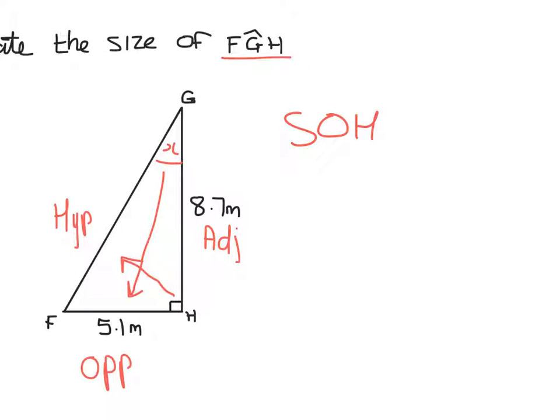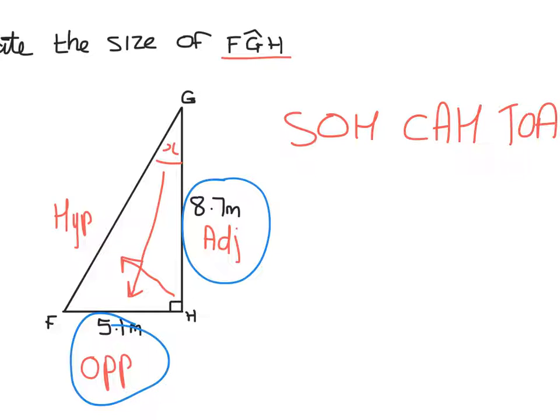Now, because it's trigonometry, we write down SOHCAHTOA. Now looking at our triangle, two sides contain information, our opposite and our adjacent. So we know that we're using TOA.